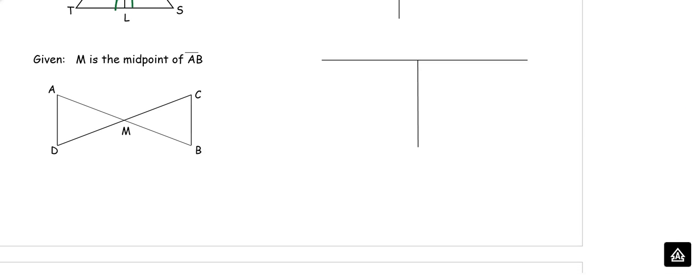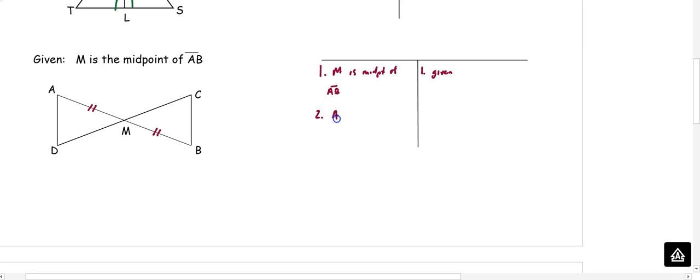The next one, M is the midpoint of AB. So we need to start by writing that as our given statement. So one, we would say that M is midpoint of AB, and our reason is that that's given to us. Remember that a midpoint is halfway between the two endpoints. So if M is halfway between, that means it's bisecting, and AM is congruent to MB. So statement 2, AM is congruent to MB. And the reason then is that a segment bisector cuts a segment into two congruent parts.